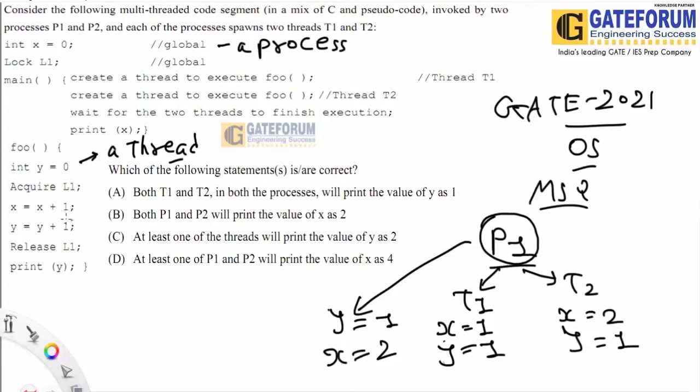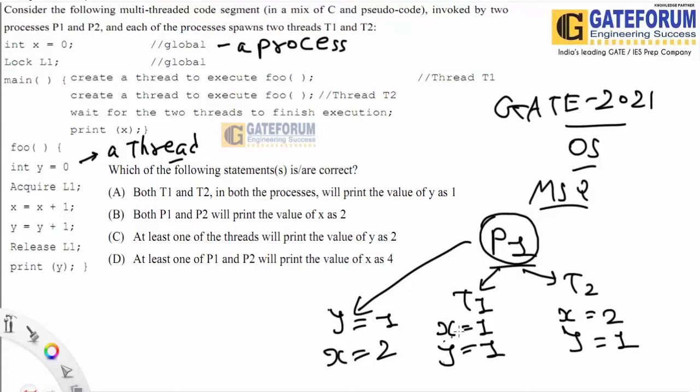Here there is no chance of concurrent execution. Even though we have threads, each and every thread does its incrementation in turn. After both thread executions are completed, only then are we printing the value. So both T1 and T2 in both the processes will print the value of y as 1.